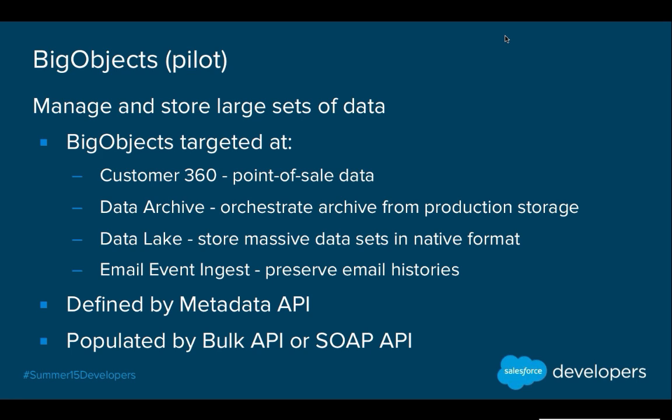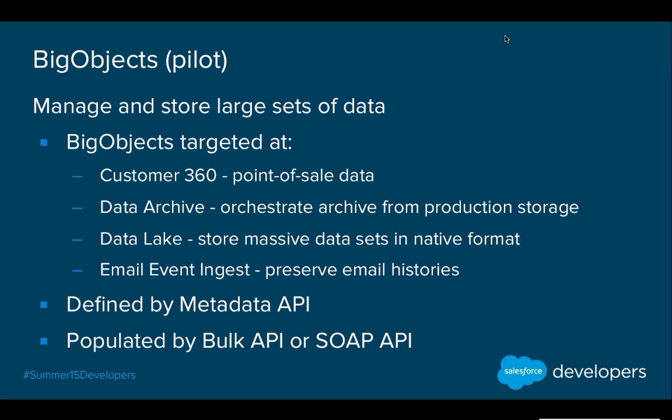Now, around big data, I want to talk about our BigObjects pilot, which is basically, think of it as SObjects for big data. This is your ability to manage and store large sets of data. And when I say large, I mean hundreds of millions of records. BigObjects is specifically targeted around things like storing point-of-sale data, like orders and line items, guest relationship data, guest interactions, things like that, and then processing and correlating that data back with your core CRM data.